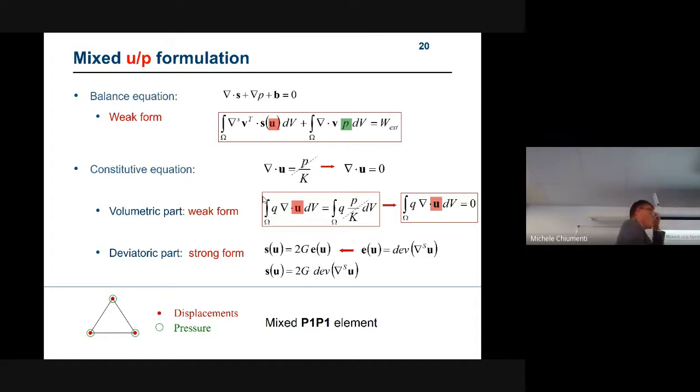Okay? And so what we do, because we need two equations: the first equation is the balance equation in split format. The second equation is this equation in weak form. So you multiply by a test function, which is Q, and you integrate over the domain, exactly the same as for the previous one. So you have two equations in two unknowns, the displacement and the pressure. Is it clear? So at the Gauss point, you only compute the deviatoric stresses to be integrated here, not the full stress tensor. Okay?